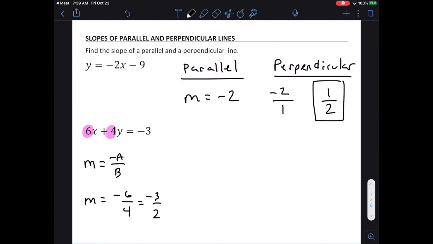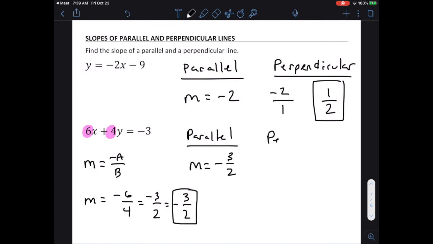And I wrote the negative sign with the 3. We like to write the whole fraction as negative, so it's negative 3 over 2. Okay, so this is the slope of our equation that we're starting with. So again, parallel is pretty simple. All we have to do is write the same slope down. So the slope in this case of a parallel line is negative 3 over 2.